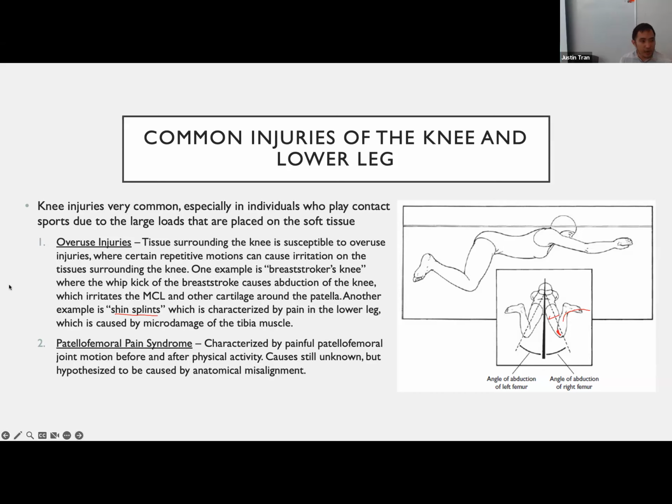Another really interesting one, which is still being researched because it's not too common, is patellofemoral pain syndrome. This is swelling and pain in your patella, near the femur. The cause of this is still being researched, but it is starting to become a thing that's being studied.